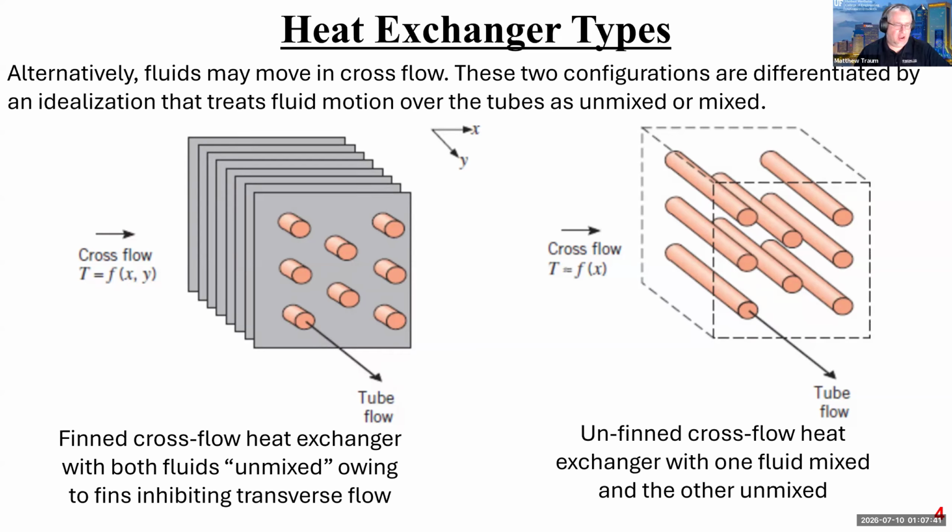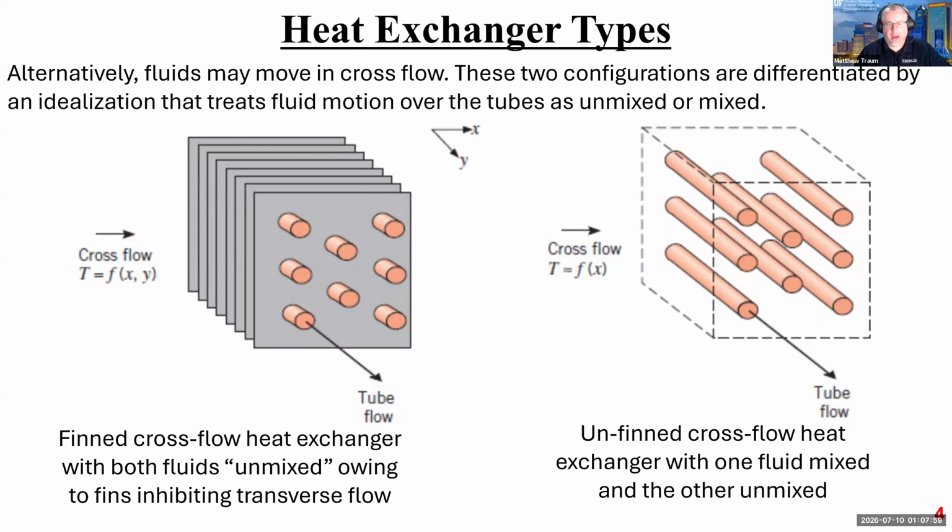So I say that these are finned cross flow heat exchangers with both fluids unmixed owing to fins inhibiting transverse flow, right? So fluid going this way is unmixed, and then obviously fluid going this way into the page is unmixed because it's being carried in these tubes, right?